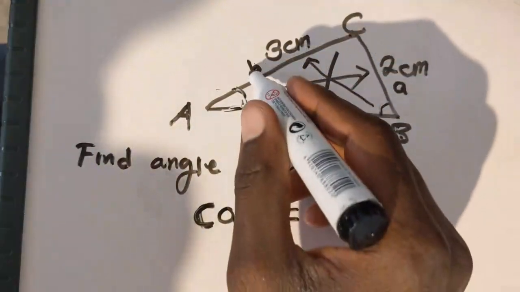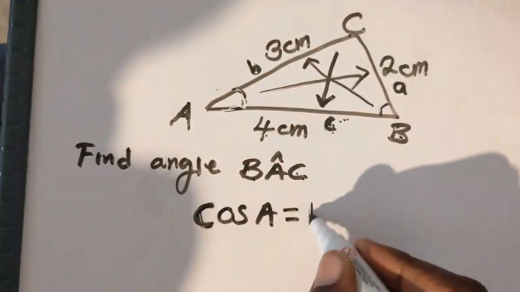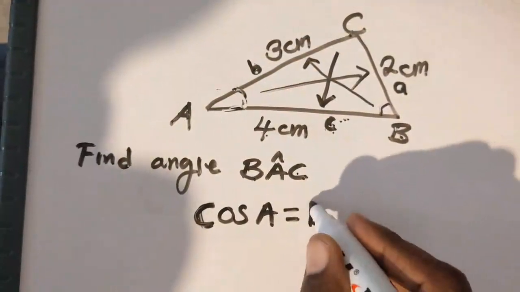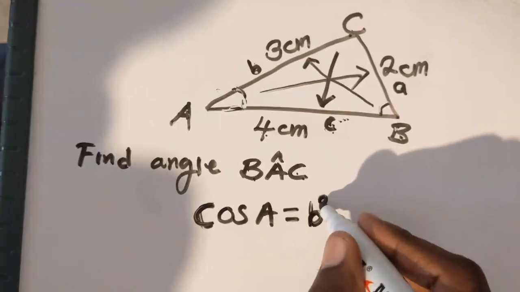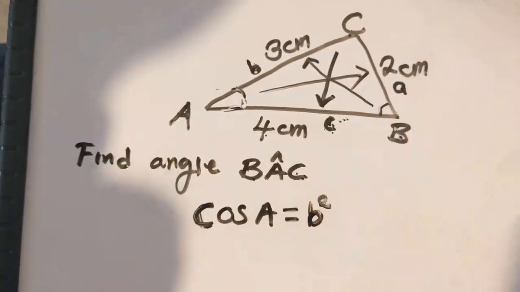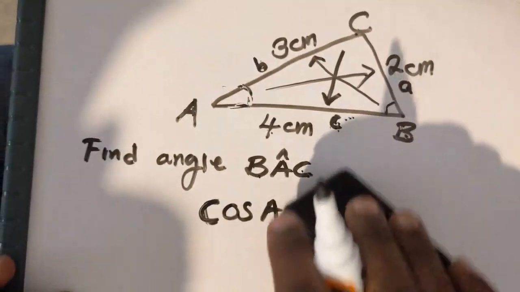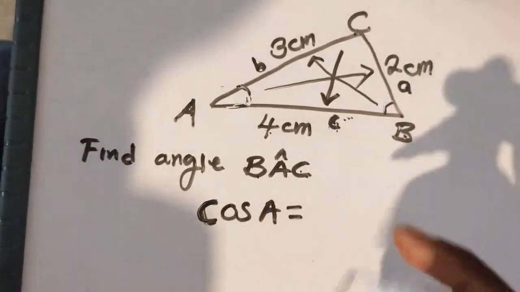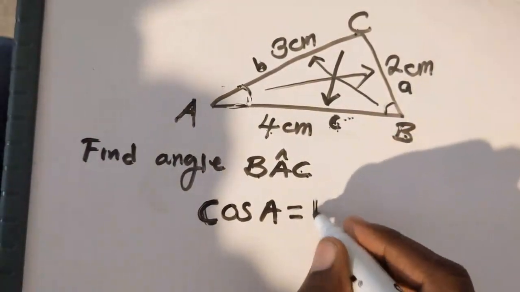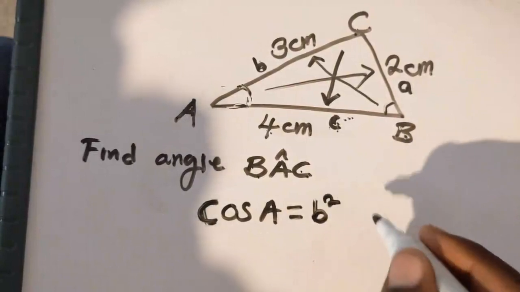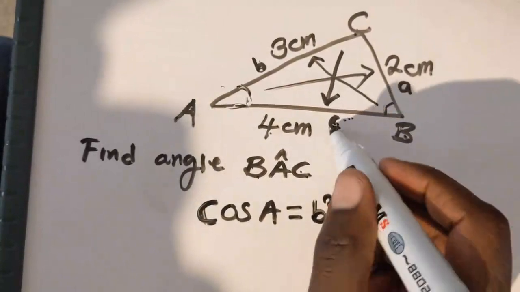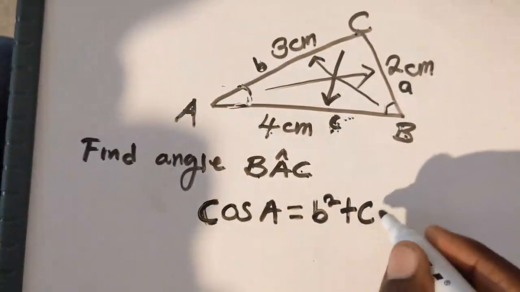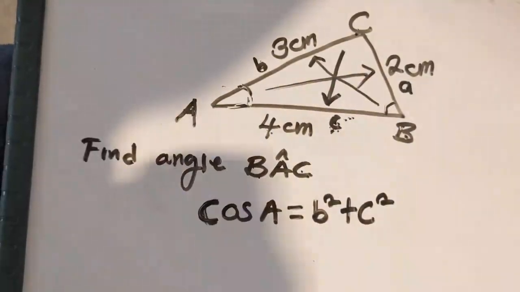So we are going to say we have B. It is the one that surrounds this angle. Okay. We have B. We are going to square it. Let me write it properly so that you understand. So we have B squared plus, we have what? We have C here. We have C squared like that.